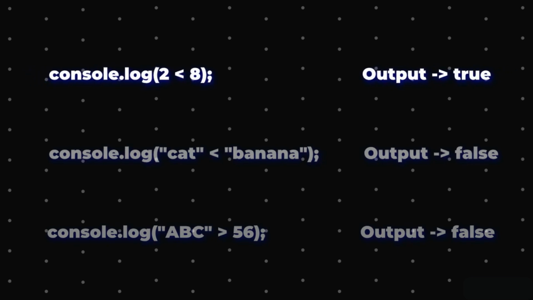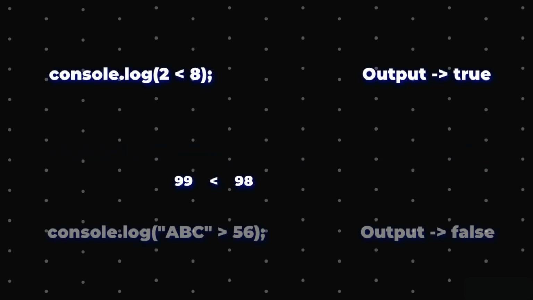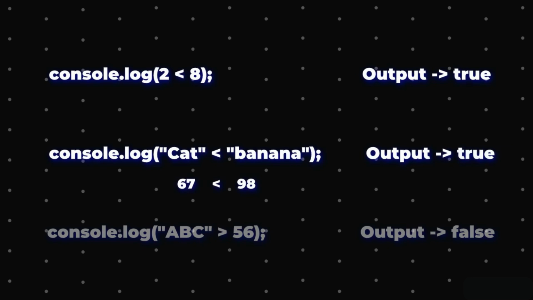But when we compare two strings, JavaScript compares their underlying Unicode values. Every character has a Unicode value. The string with the lower Unicode value for that character is considered less than the other. Like in the example shown on the screen, when we compare cat and banana, the Unicode value for the first letter of both words will be considered. Small c has a Unicode value which is higher than that of small b, hence it returns false. If we change the case like this, it will return true because capital C's Unicode value is lower than small b.